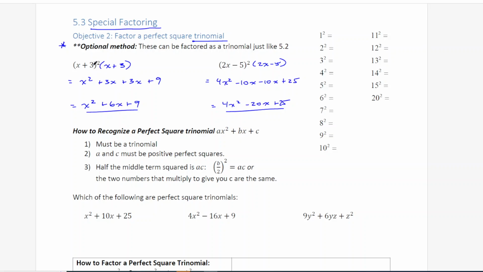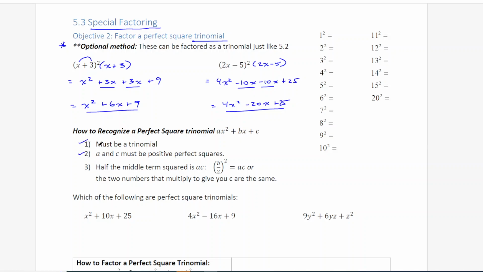Well, you'll notice that when I was multiplying them out, these two middle terms were always the same. So when they added together, I got this number that was double these two being multiplied together. So I got 6x, I got negative 20x. And half of this, so half of the 6 would give me that 3, which is what is squared to give you the 9. And I'm sure there's a better way of phrasing that. I just don't have it yet. But what it is that these are perfect square trinomials because, number one, they're trinomials.